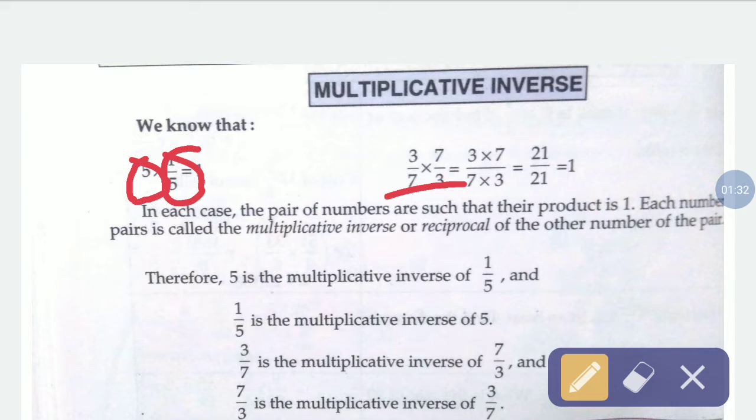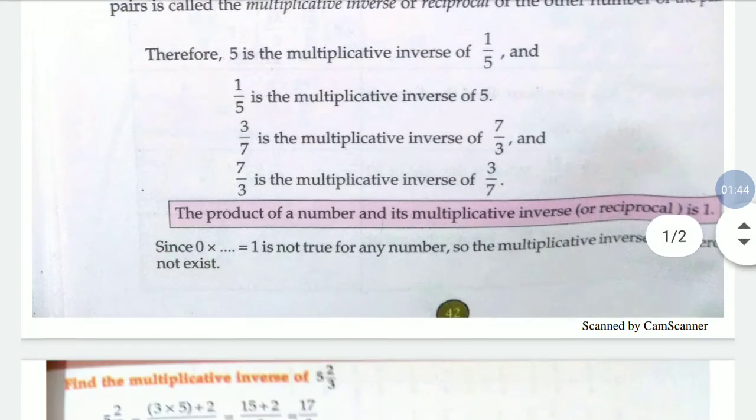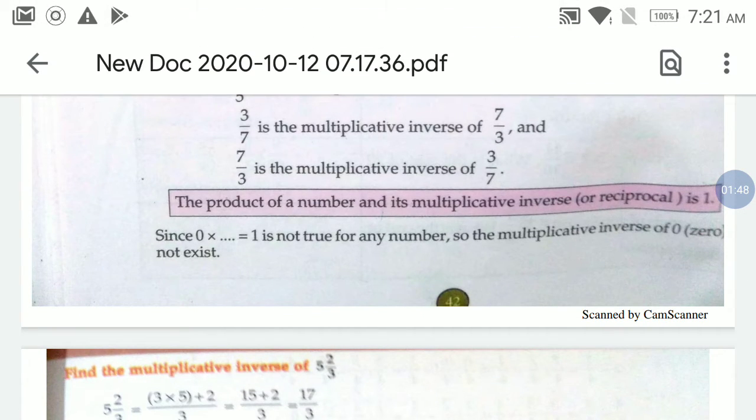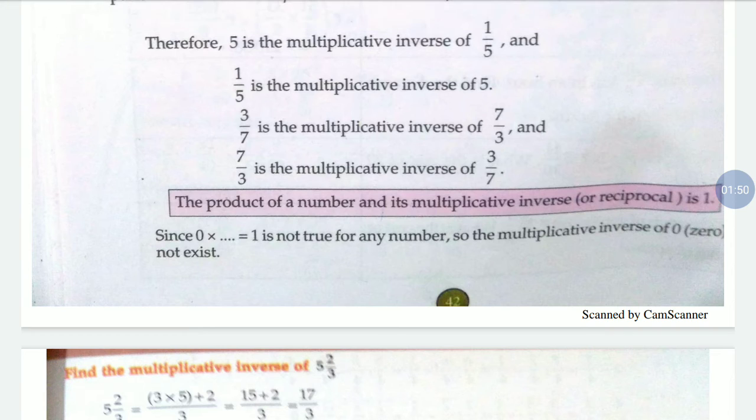In the same way, 3 by 7 is the multiplicative inverse of 7 by 3, or 7 by 3 is the multiplicative inverse of 3 by 7. They both are multiplicative inverses of each other. Or we can say the product of a number and its multiplicative inverse, or reciprocal, is always 1.